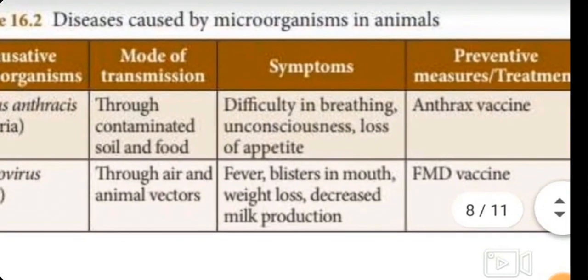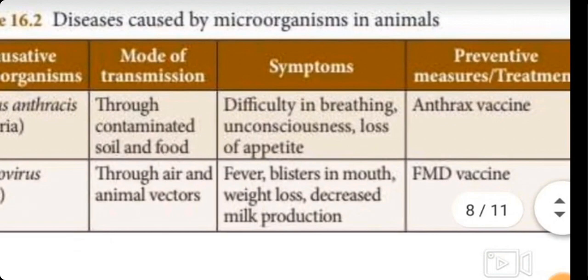Vectors means it's a living organism that transmits an infection from infected animal to other animal or human. That is called an infectious agent, like mosquito, flies. That is called vectors. Okay.